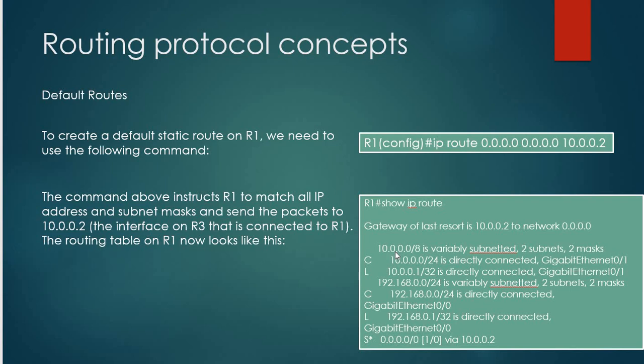Here 10.0.0.0 with this subnet mask is connected, and L is the link on this Ethernet. And here is 192.168, with this subnet mask. Here we have a star mark: all these networks are sent via 10.0.0.2.